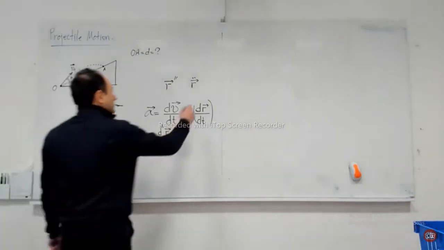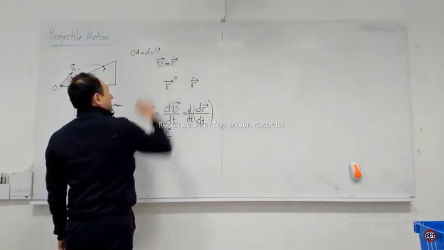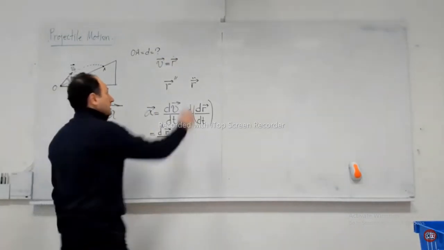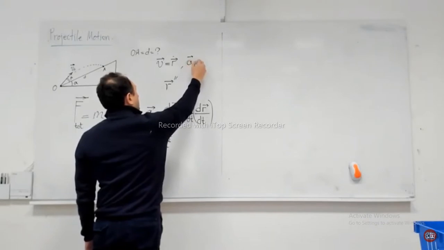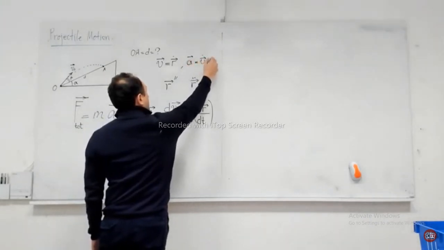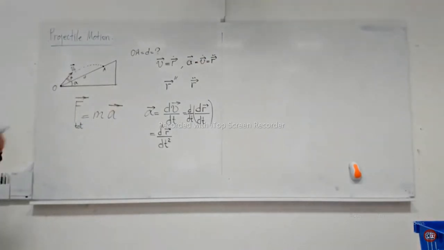So you can say that the velocity is r dot, the first derivative of position, and then you can say that acceleration is v dot, which is equal to r double dot. Yeah, these are the notations used in physics books, but it's just a derivative, yes?